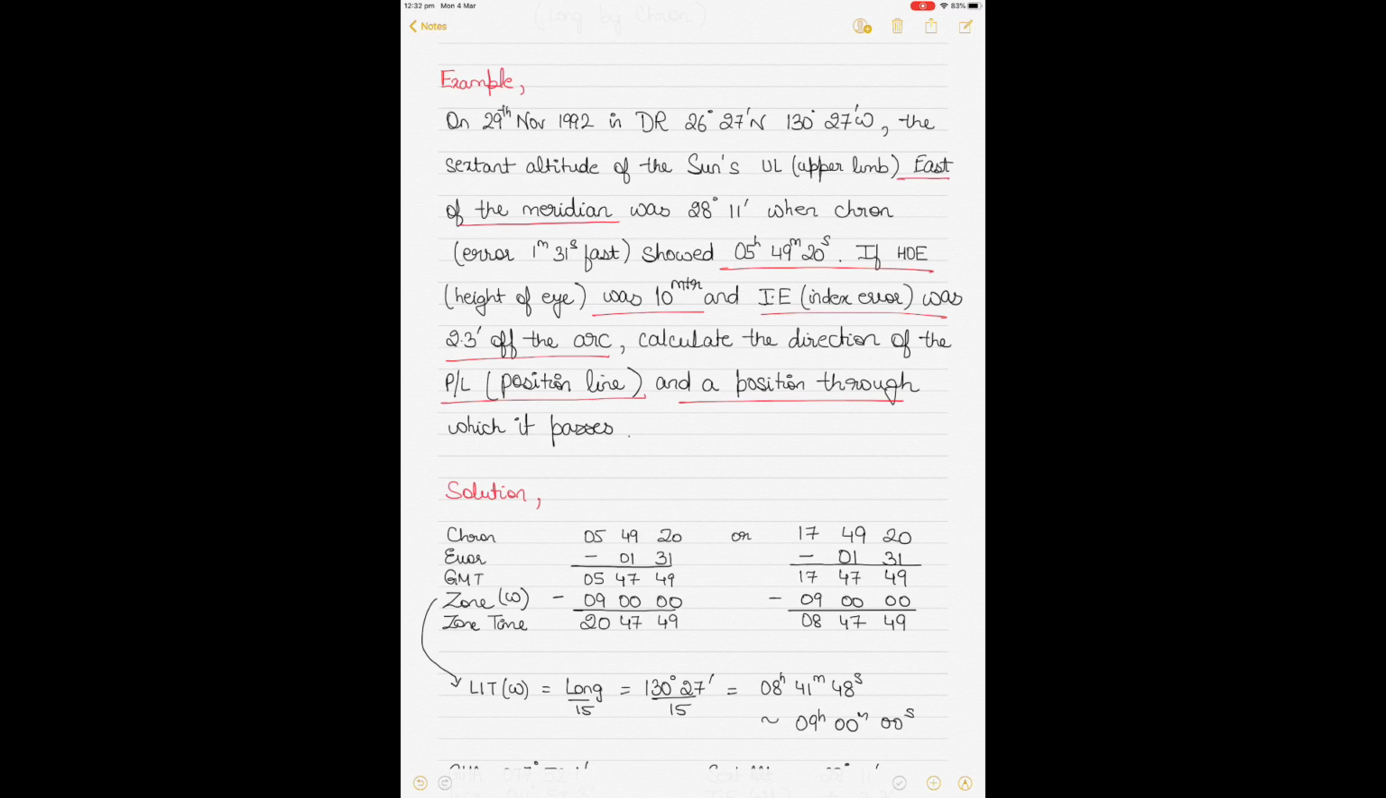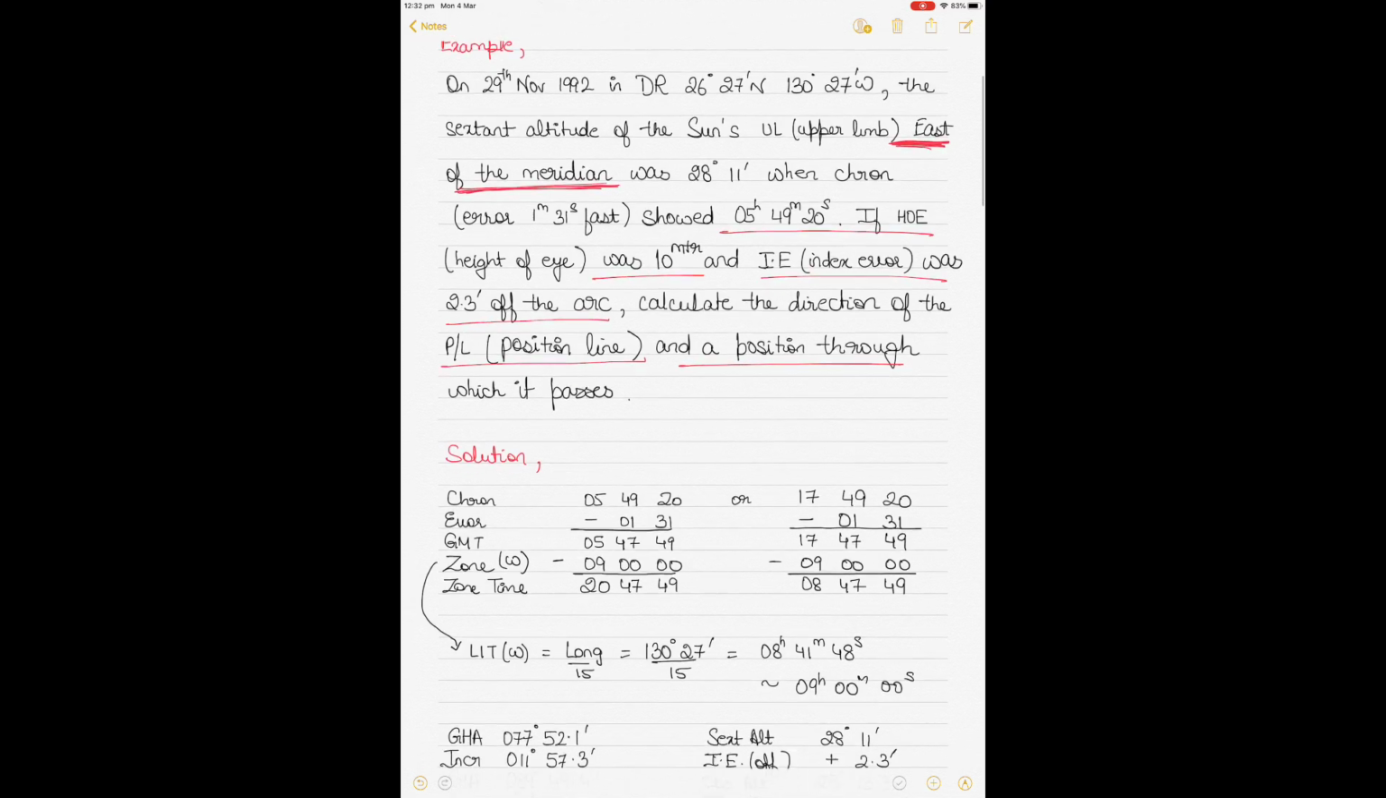The second thing you have to remember is I have highlighted here that the question mentions that the sun's upper limb was east of the meridian. That basically means the sun was still rising. It has not reached its meridian passage, so it's before meridian passage and it's on the east of the meridian. So sun is still rising, it has not reached its maximum zenith. All right, so let's start with the question.